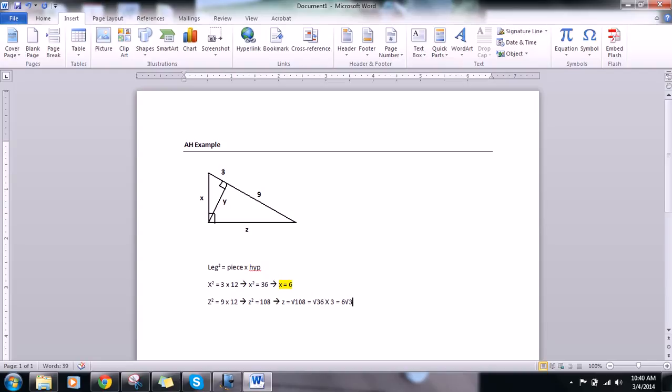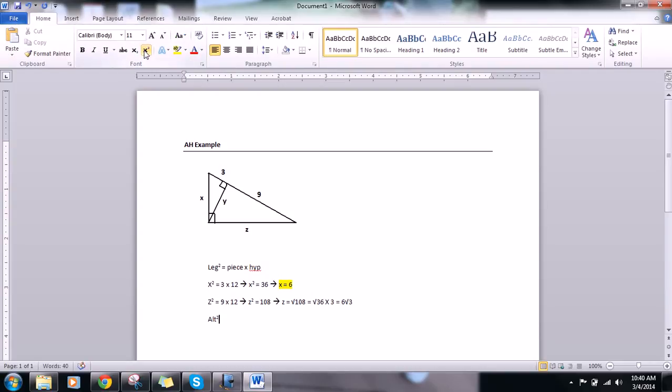The final piece I can solve for is y. Note that y is the altitude, so I'm going to use the altitude rule. The altitude rule says altitude squared is equal to the product of the 2 pieces, piece times piece. Which 2 pieces? The 2 pieces of the original hypotenuse. So using that rule, y squared is equal to 3, one piece, times the other piece, which is 9.